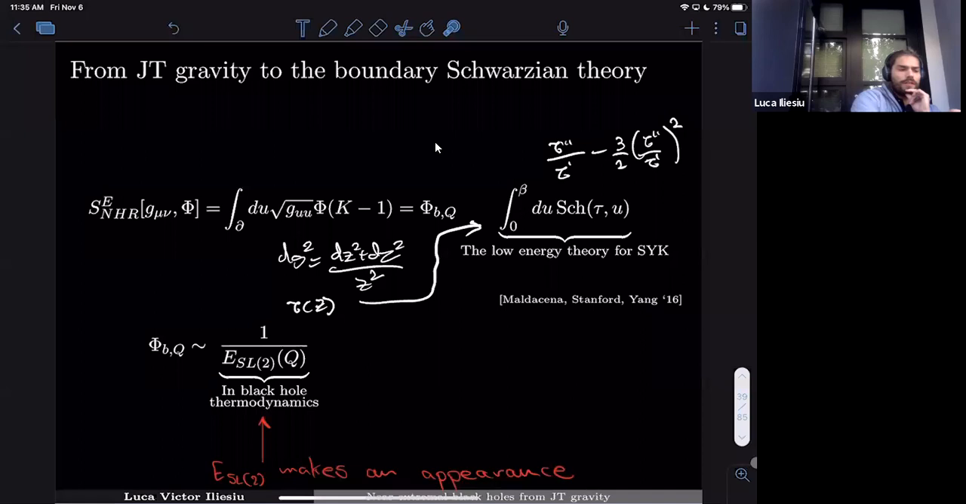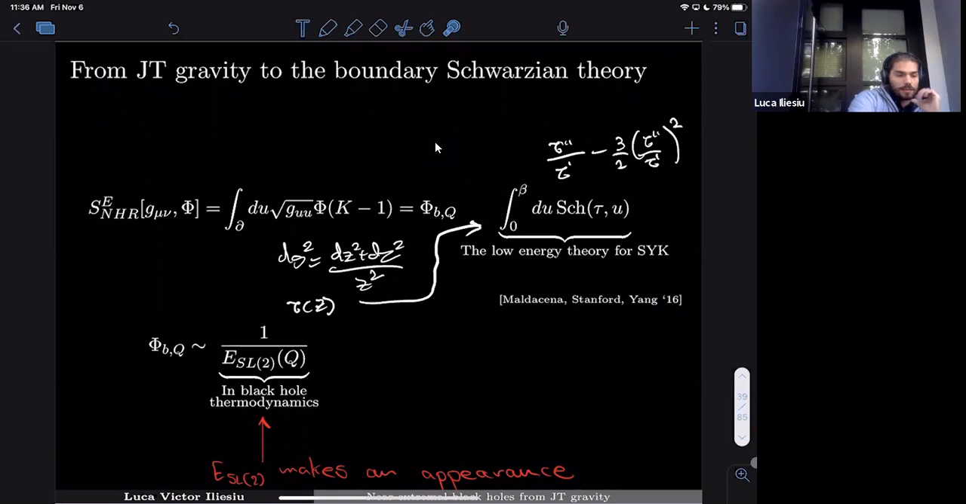But the important fact that we observe here is not necessarily what the action is, of course, that's very important, but rather what the coupling of this Schwarzian ends up being. So if one goes through all the math, one finds that after doing this dimensional reduction, the coupling of this Schwarzian theory is precisely given by 1 over the energy scale at which the thermodynamics of black holes start failing. So I'll explain why that's important in a second.